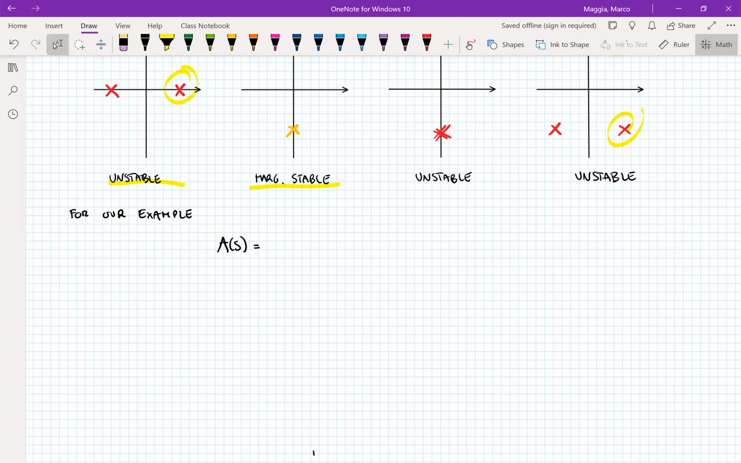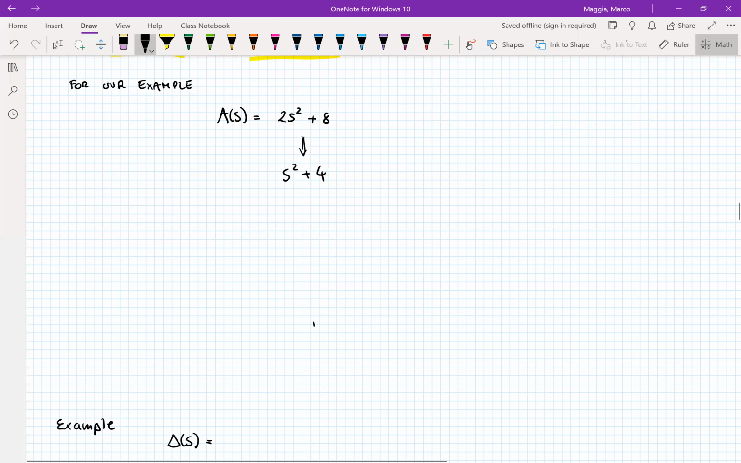In order to factorize the characteristic polynomial, as I said, you should apply the polynomial division. Since we have the auxiliary polynomial that is equal to 2s squared plus 8, this is also equivalent to s squared plus 4 because it has the same roots. So what you can do is apply the polynomial division. Here you write the polynomial you want to divide, which was the characteristic one.